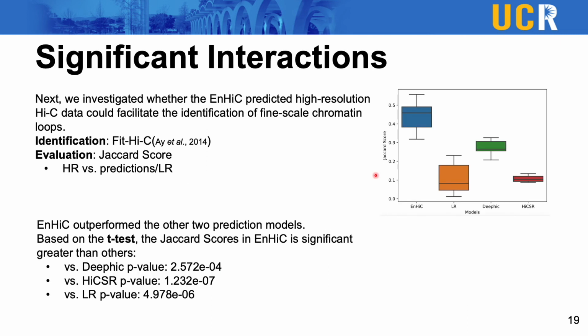Next, we investigated whether predictions could facilitate the identification of fine-scale chromatin loops. We applied FitHiC to identify significant interactions, and the Jaccard score was used to assess consistency. EnHiC outperformed other predictions. Based on the t-test, the Jaccard score of EnHiC is significantly greater than the others.